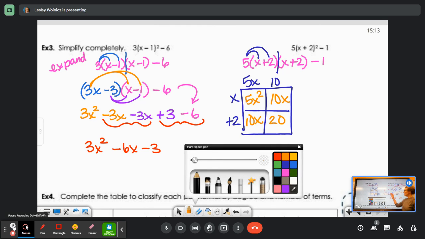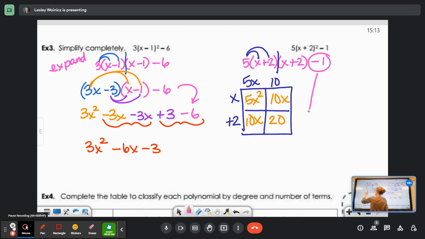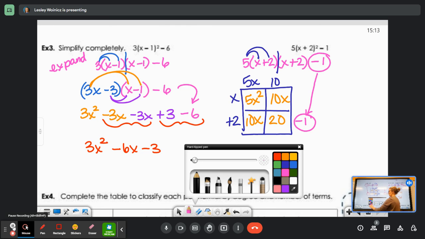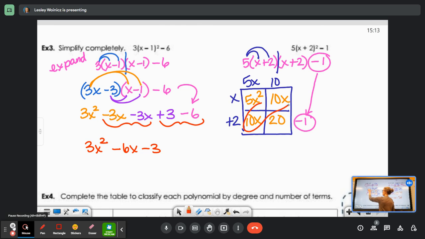Now over here we had to bring down a negative 6 every time. What do you think we bring down over here? Yeah, the negative 1. So when I combine my like terms, I have pairs again. So that gives me 5x squared plus 20x plus 19.